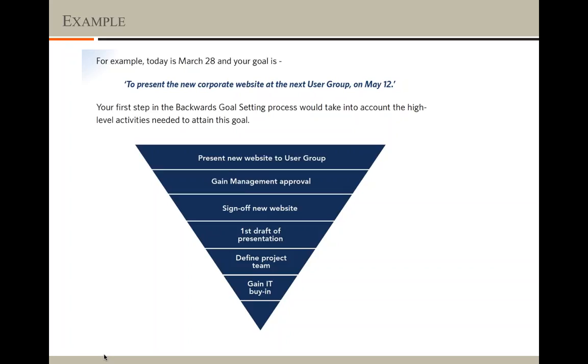That's the important thing. We'll try to figure out the activities needed. One is that we might need to have a management approval. We might need to sign off the new website, and then we'll have to prepare the first draft of the presentation. Then to prepare this first draft of the presentation, we'll have to define the project team. And in order to define the project team, we'll have to get the buy-in from the IT. So at each level, the activity is broken down into one further level. That is how we get to know the activities that would be needed to achieve this bigger goal.